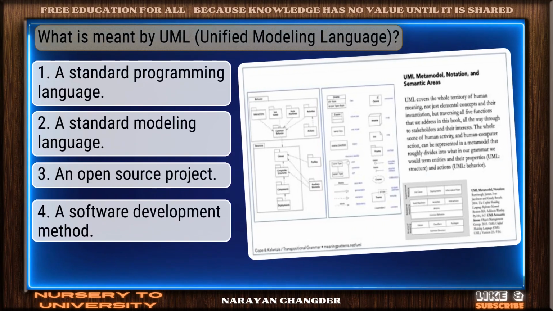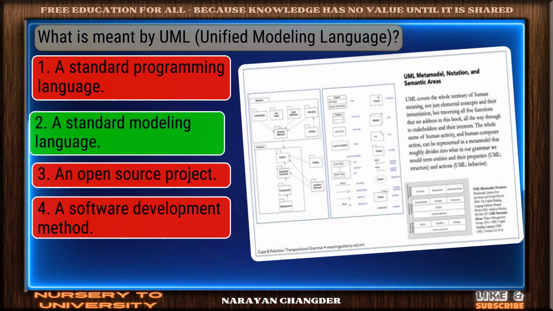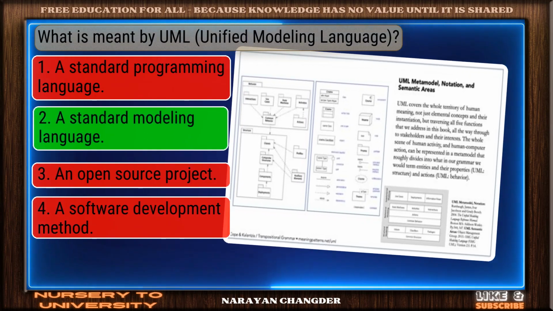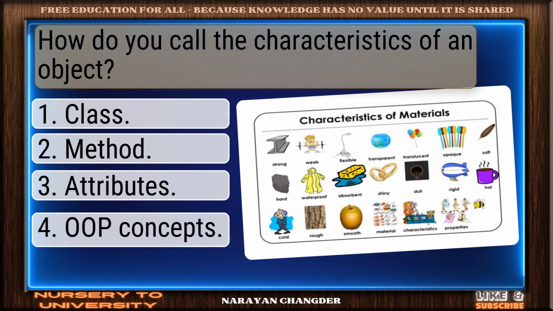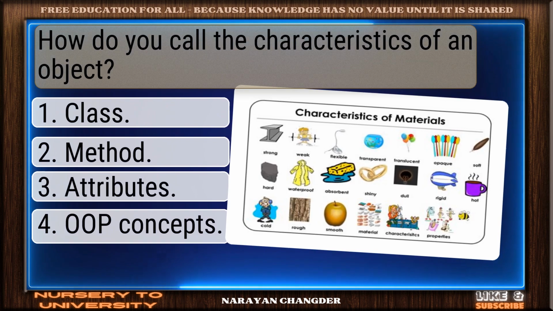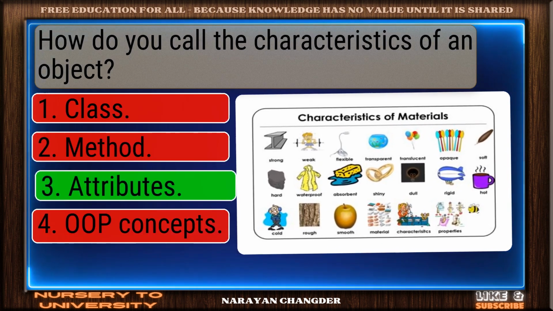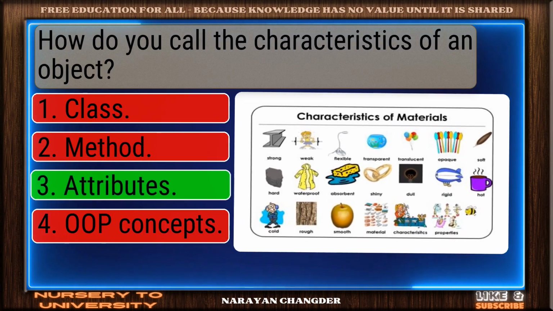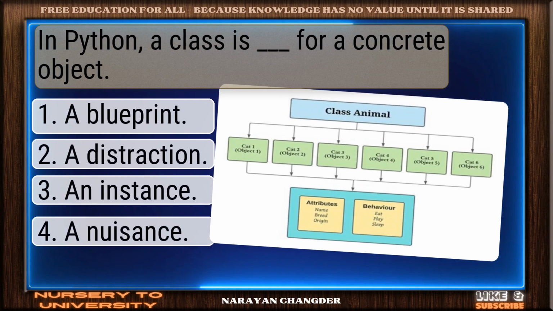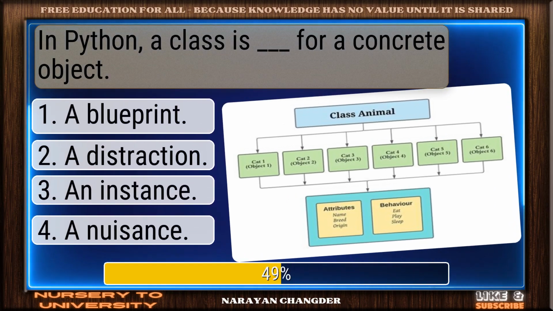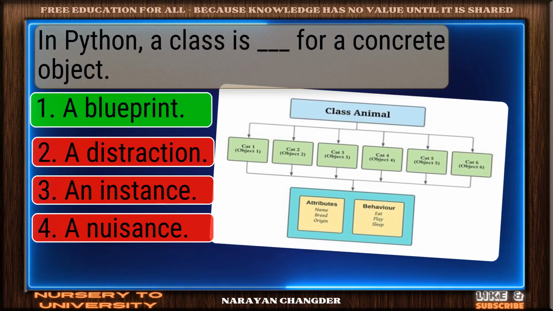Question number 14. What is meant by UML? Solid response. A standard modeling language is a valid choice. Question number 15. How do you call the characteristics of an object? Correct. Attributes is the right answer. Question number 16. In Python, a class is dash for a concrete object. Right choice. A blueprint is the best answer.